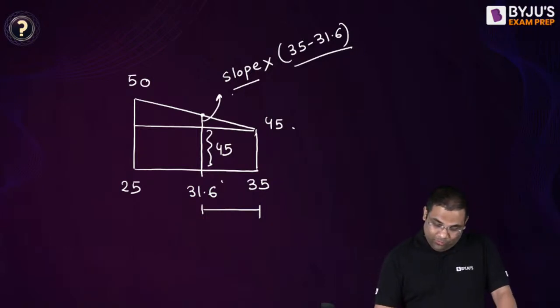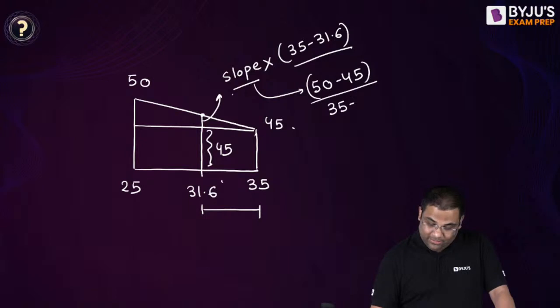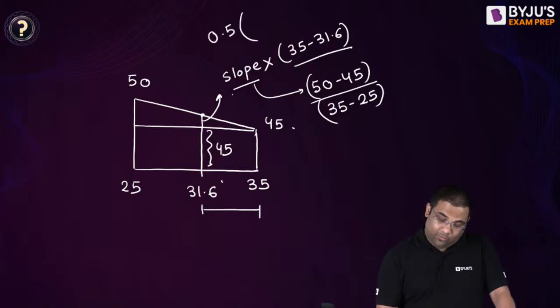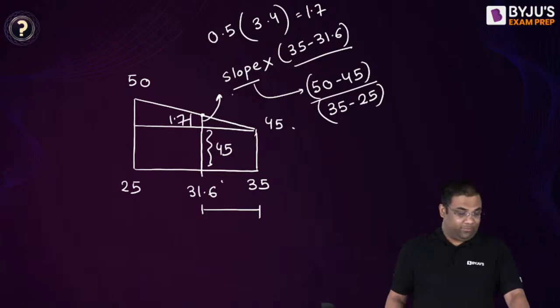Okay. So slope is 50 minus 45, Y2 minus Y1 by X2 minus X1. This is how we find out slope, right? So this is 0.5. So 0.5 into 3.4 is 1.7. So this is 45 plus 1.7, which is 46.7.